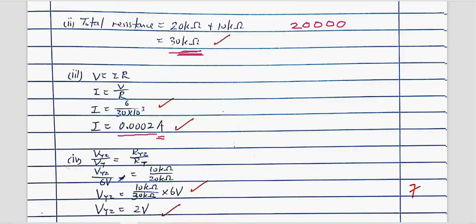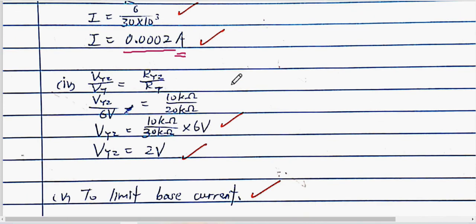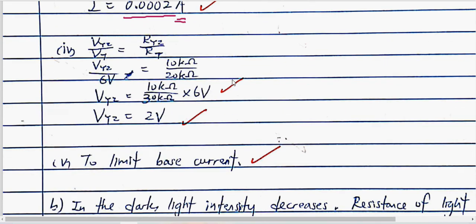Okay, look at my student's answer. No problem. So this is the method just now. V over total voltage equals the resistance across YZ, 10 divided by 20. It should be 30 here. Okay, 30 here. So from there you can determine your VYZ.